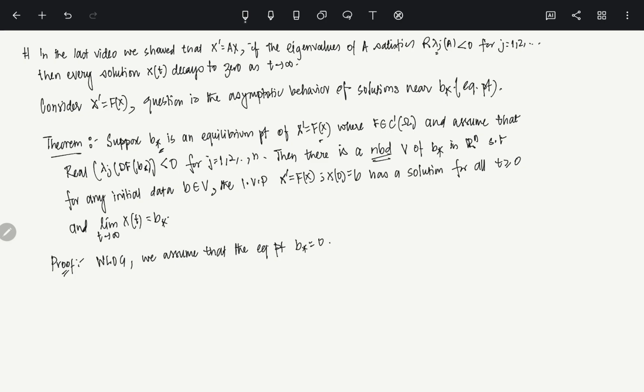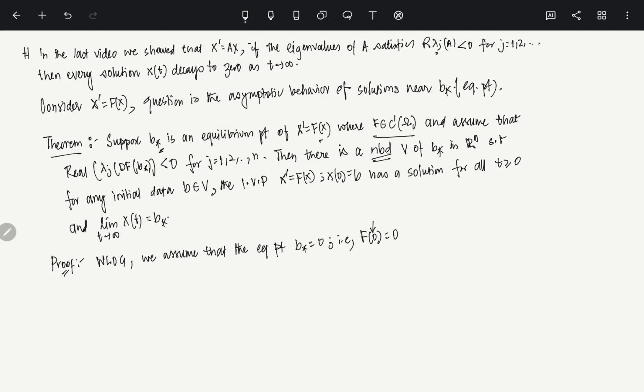So I am going to choose b star to be 0. Basically, I am assuming that the equilibrium is located at the origin. That is, f of 0 is 0. 0 is always there, so that is the equilibrium point definition. This is b star, and I am choosing it to be 0. Is it okay?